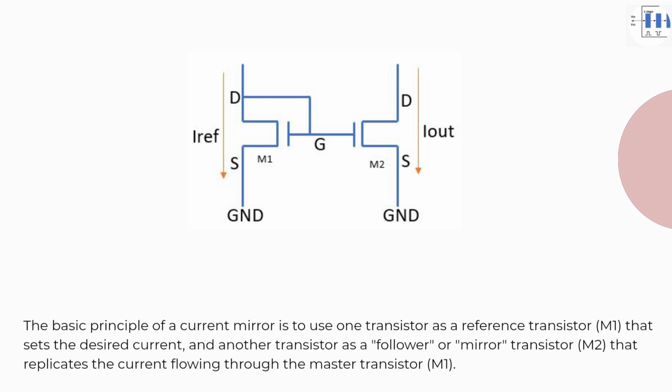The basic principle of a current mirror is to use one transistor as a reference transistor, M1, that sets the desired current, and another transistor as a follower, or mirror, transistor, M2, that replicates the current flowing through the master transistor, M1.